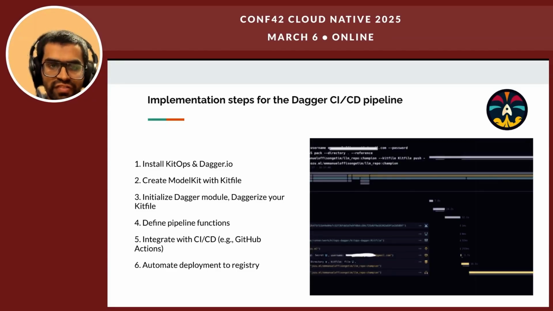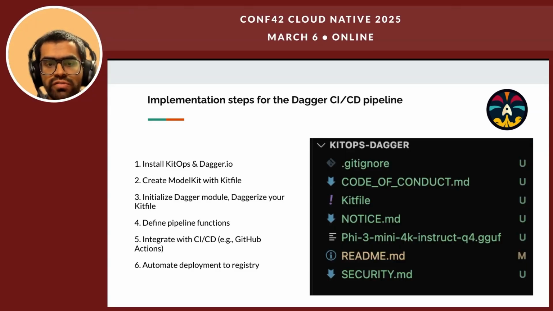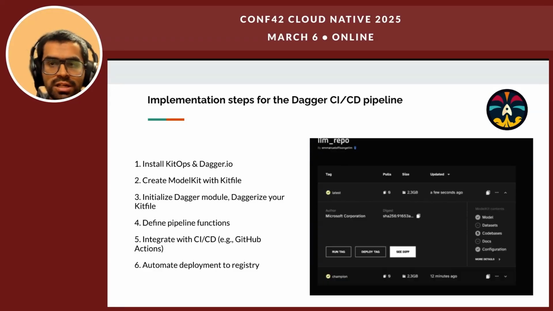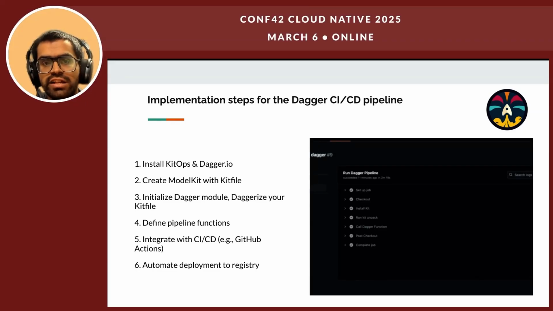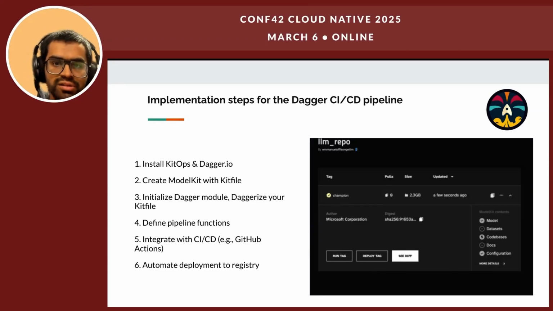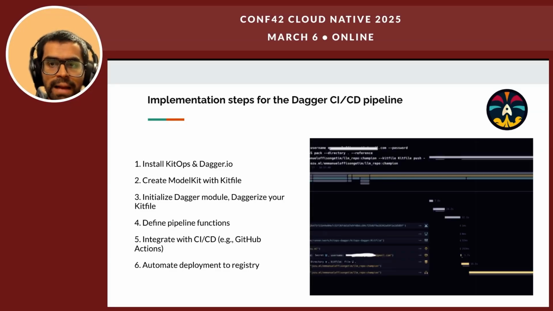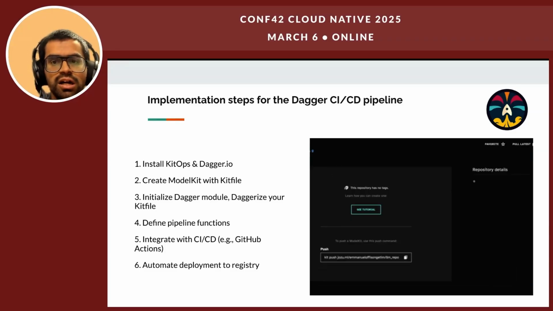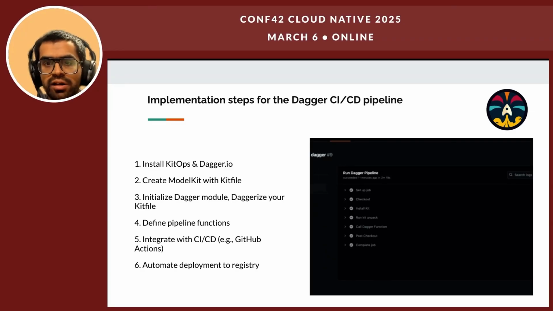And then when you define your pipeline functions, you can integrate your Dagger module with the CI/CD. That could be an example of a GitHub Action. So whenever you are pushing some new changes to your Kitfile, it will instantiate your Dagger module, and that basically kicks off your CI/CD workflow pipeline that's running in GitHub Actions. And then you can automate the deployment of your latest changes to your Kitfile or to your ModelKit to the registry. In that case, that could be Jozu Hub.